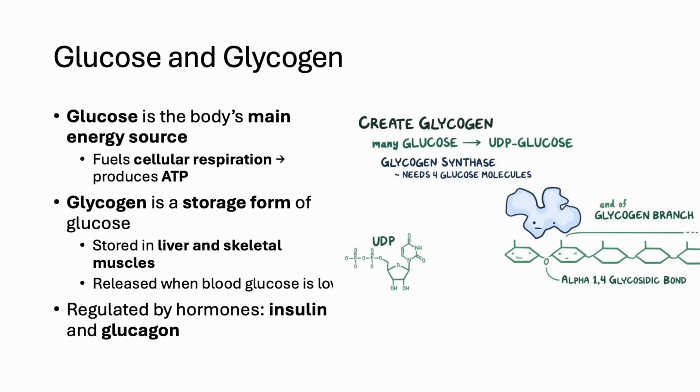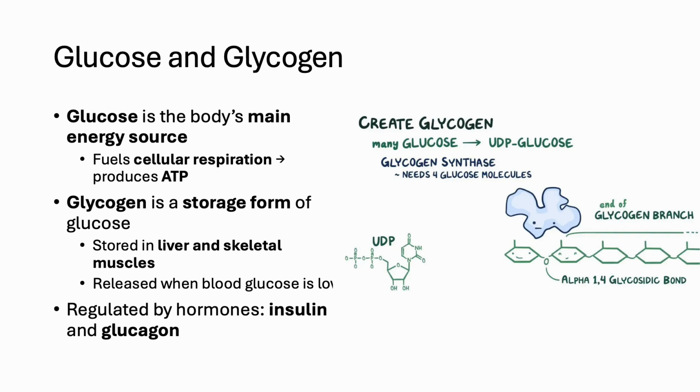Glucose is the most important sugar in the human body. It powers nearly every cell through a process called cellular respiration, which generates ATP. After we eat, excess glucose is stored as glycogen in the liver and muscles. When the body needs energy between meals or during exercise, glycogen is broken down back into glucose.